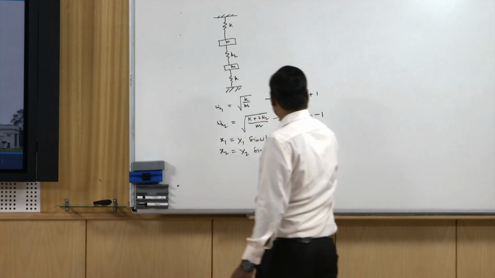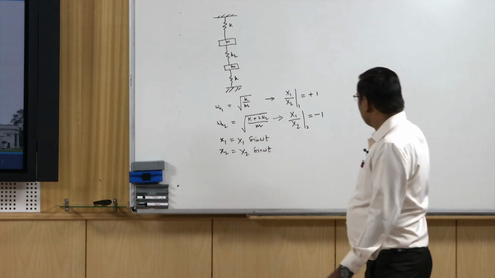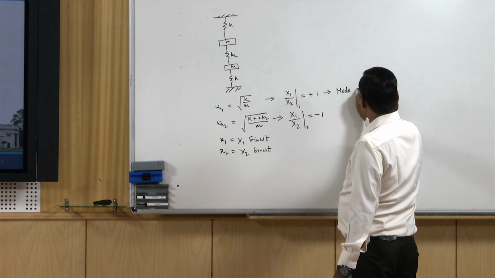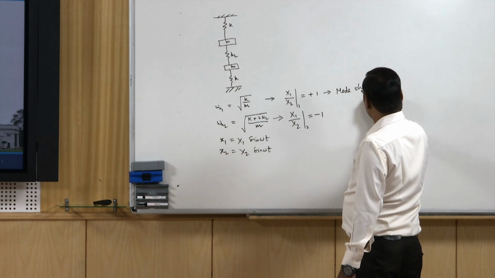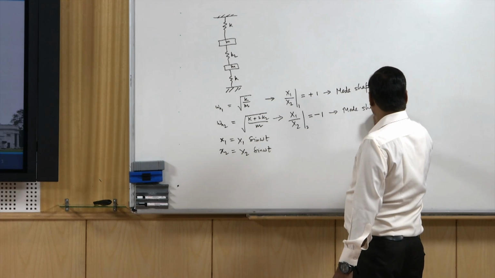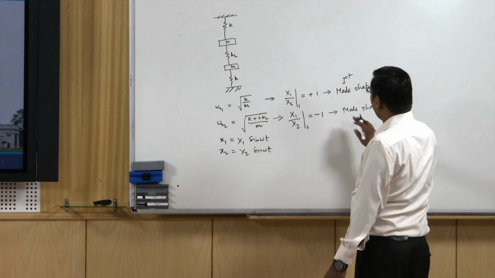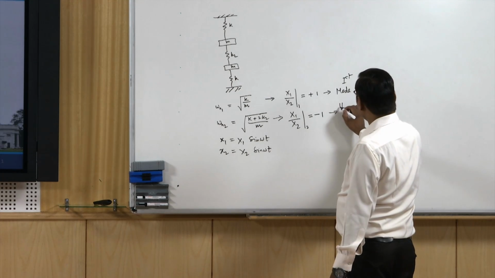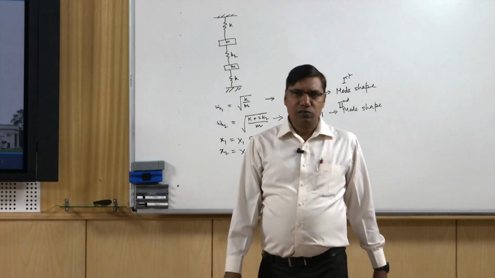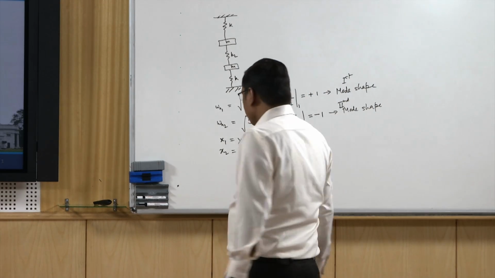Now, how can we represent this? These are called the mode shapes. This is the first mode shape, as it corresponds to the first natural frequency, the lower one, and this is the second mode shape, as it corresponds to the second natural frequency omega n2.